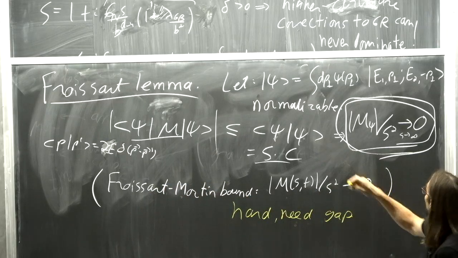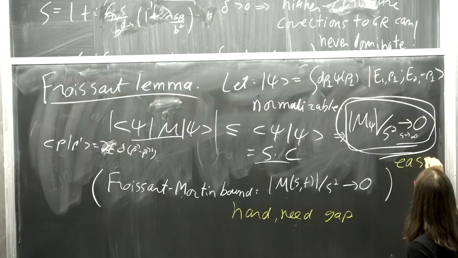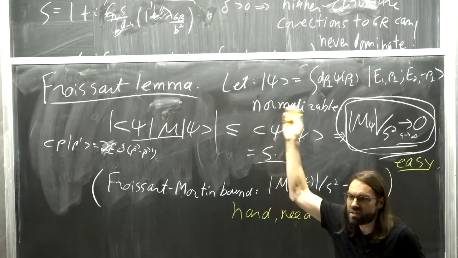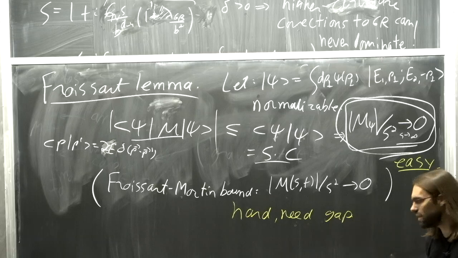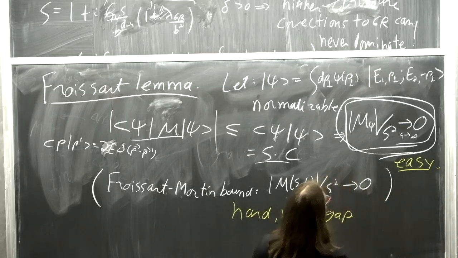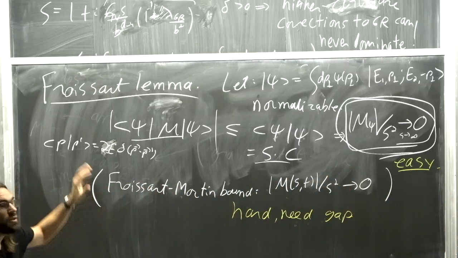The Froissart lemma is a very easy thing. I just use that S is a unitary operator, and matrix elements can't be big. It's a very easy result, and it's all we're going to need.